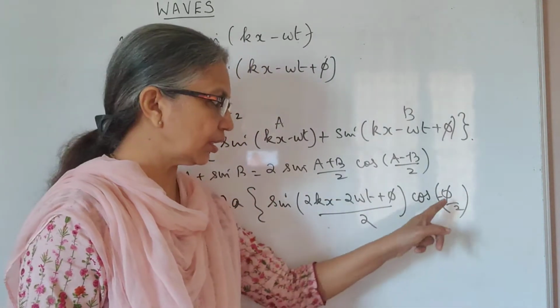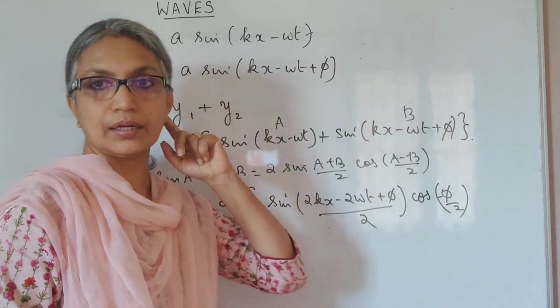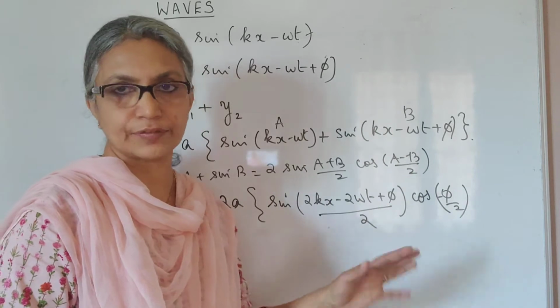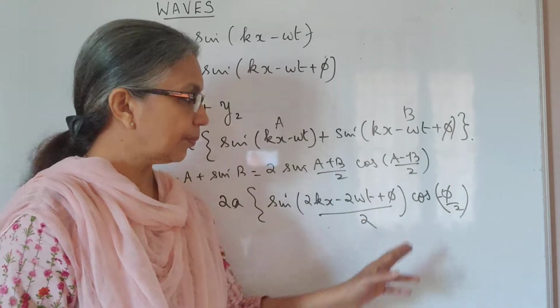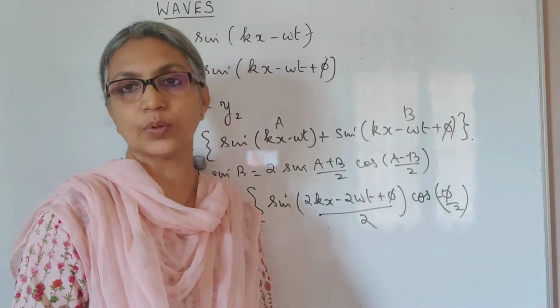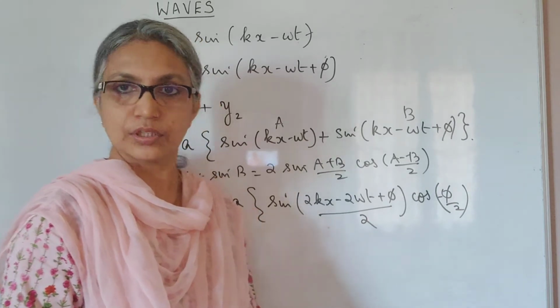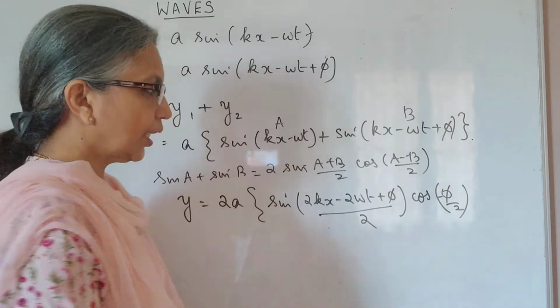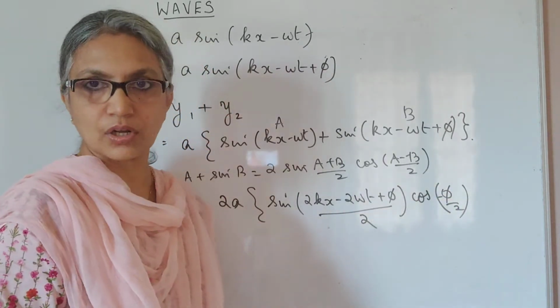So it's a constant, meaning if phi was, let's say, pi by 2, then phi by 2 would be pi by 4, 45 degrees. It is not dependent on time, because cos 45 will then have only one value, that is 1 by root 2. So cos phi by 2 is a constant. And cos of minus theta, you know, is cos theta.